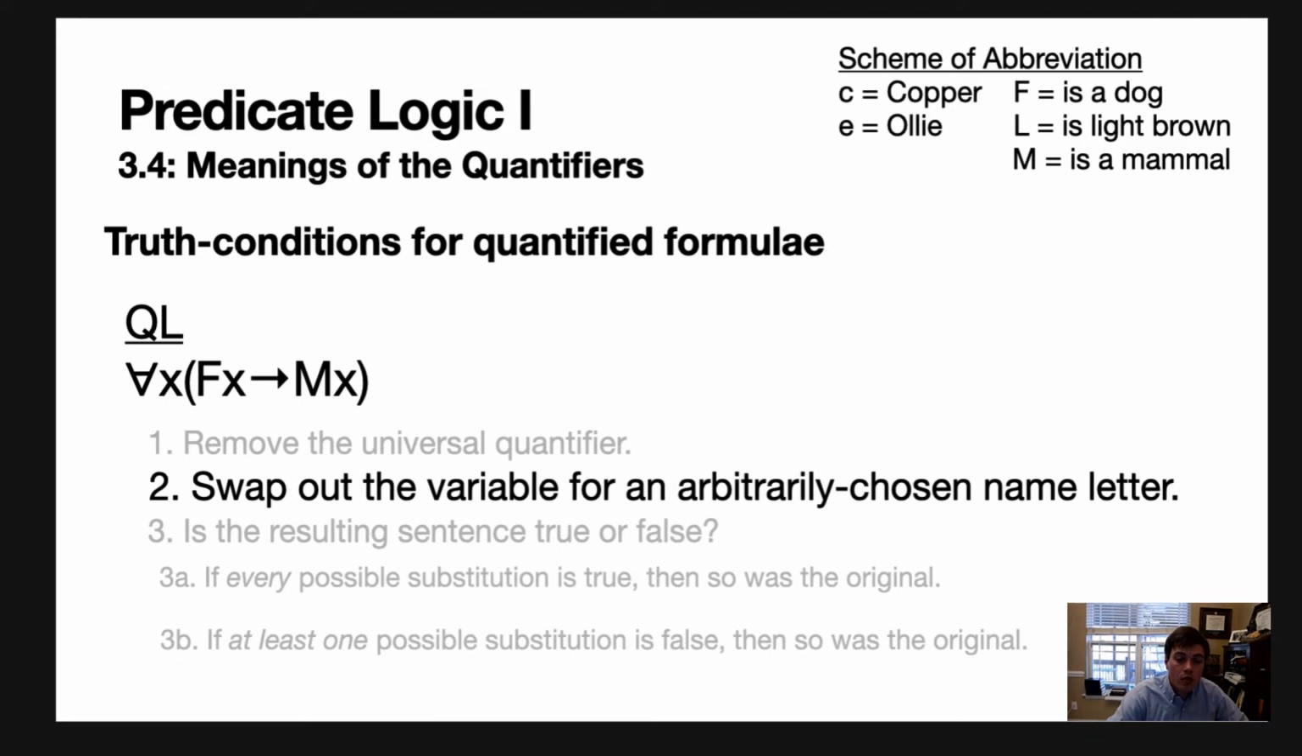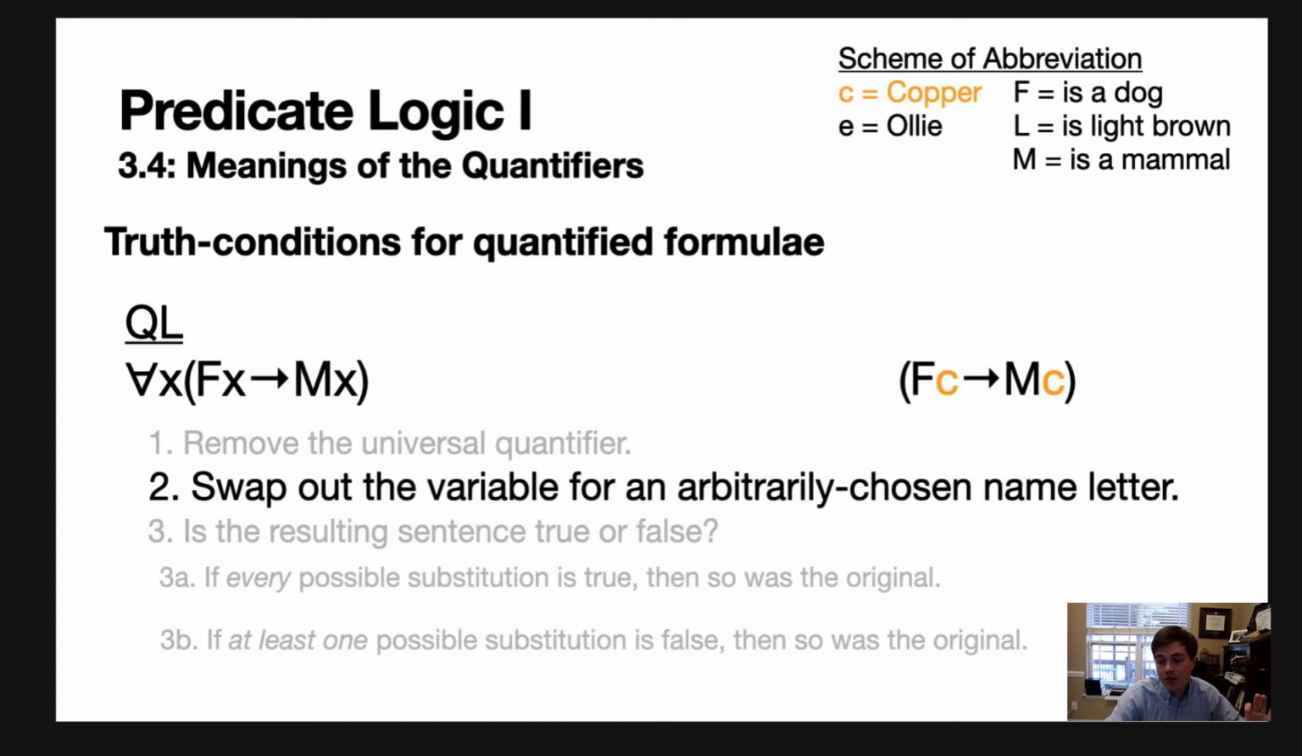And then what you want to do is, in the new sentence that you have gotten as a result of dropping the quantifier, swap out the individual variables, in this case x, swap them all out for an arbitrarily chosen name letter, something that names a particular individual in your scheme of abbreviation. So if you look up the top, we've got only two name letters so far. I'm going to add another one later. Lowercase c for Copper and lowercase o for Ollie. So I'm just going to start by swapping in lowercase c.